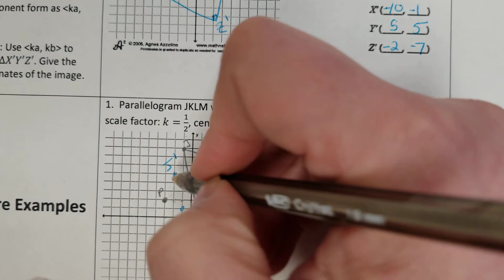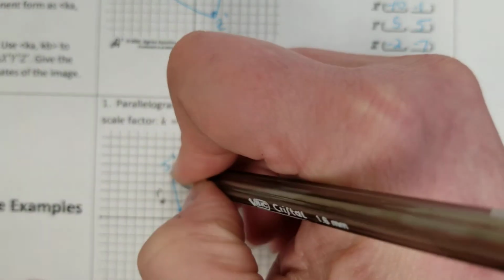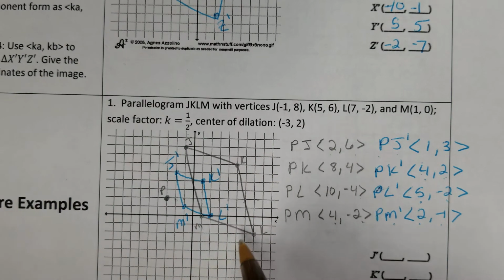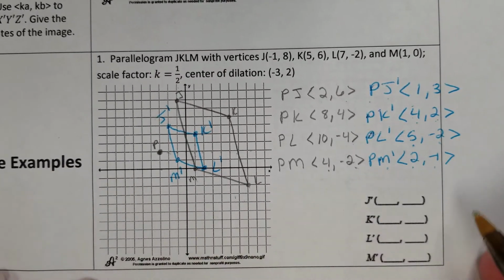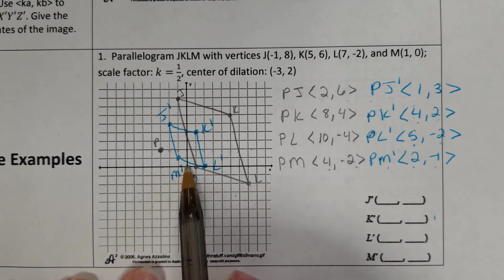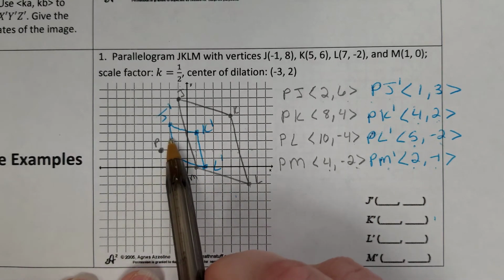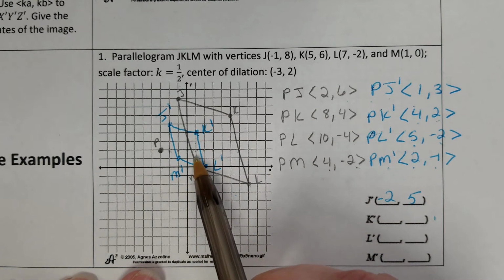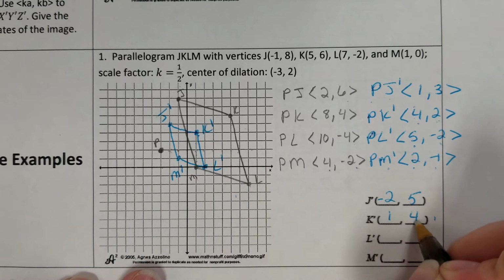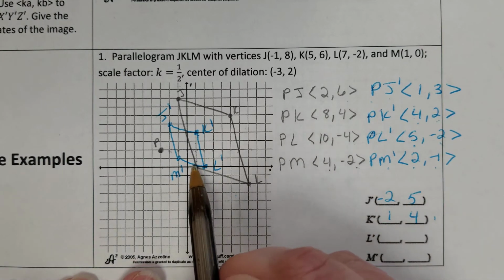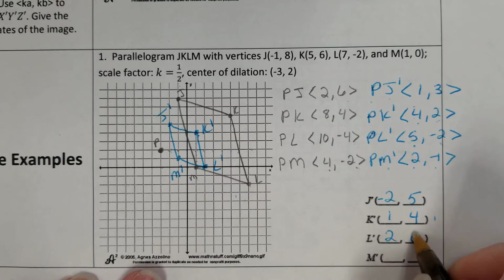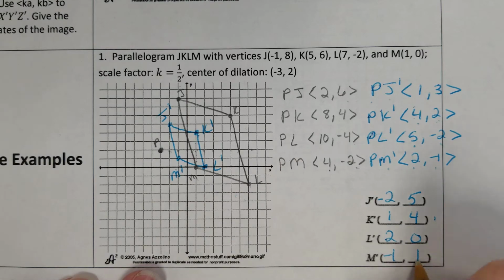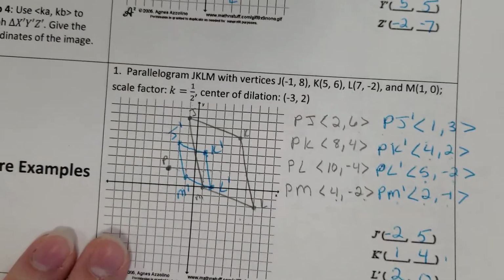And now we have our parallelogram that's smaller than the original. Right, so now we just need to get the coordinates of these points. So now starting at the origin, J is 1, 2, 1, 2, 3, 4, 5. So it's negative 2, 5. K is 1, 4. L is 2, 0. And M is negative 1, positive 1. And then those are the coordinates of our new points.